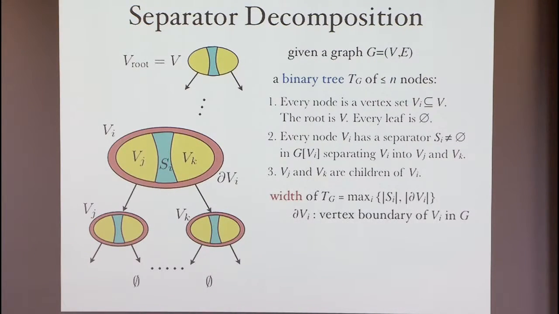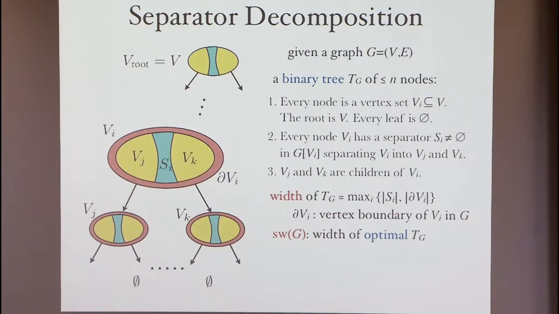The width of this decomposition is the maximum size of the separator, the vertex separator, also the vertex boundary of each vertex set. Okay? And the optimal width of this decomposition is the width of the optimal such decomposition of a graph, denoted as SW of G.